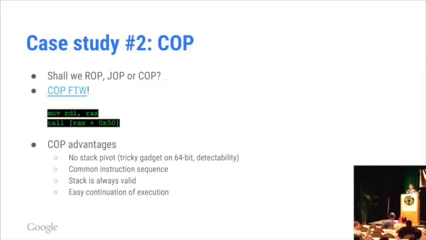COP gadgets are a pretty common instruction sequence. For my exploit, I used 3 gadgets. I found them all by hand. I think that's proof that they're easy to find. I didn't have to use a program to find them for me. Whilst a series of COP gadgets run, the stack's always valid because the call instruction automatically does the stack management for you. And continuation of execution is pretty easy with this as well.